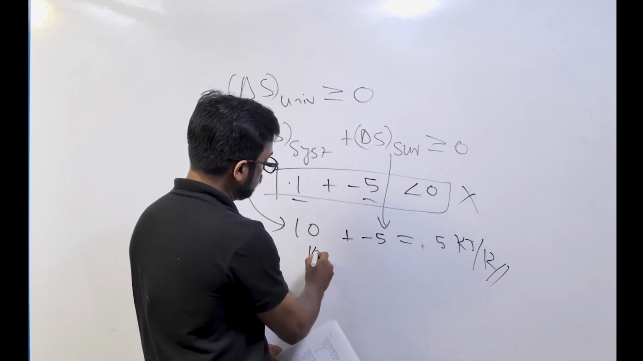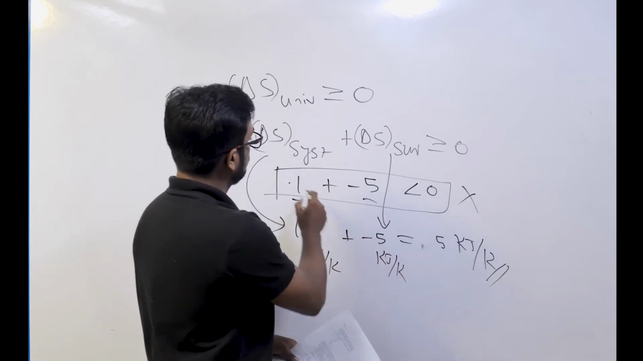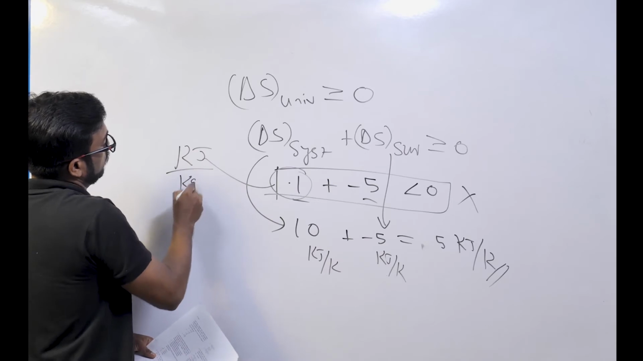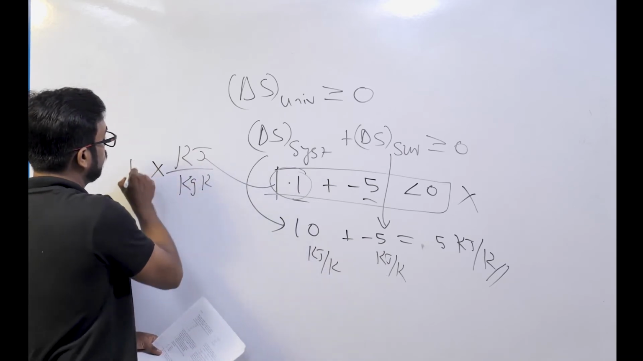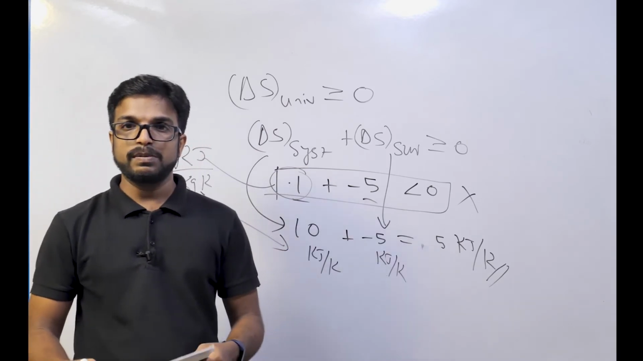This is also in kilojoule per Kelvin. This one was in kilojoule per kilogram Kelvin, which we converted into kilojoule per Kelvin by multiplying with the mass. That's what we are getting here. Alright, I'm sure everybody understood that.